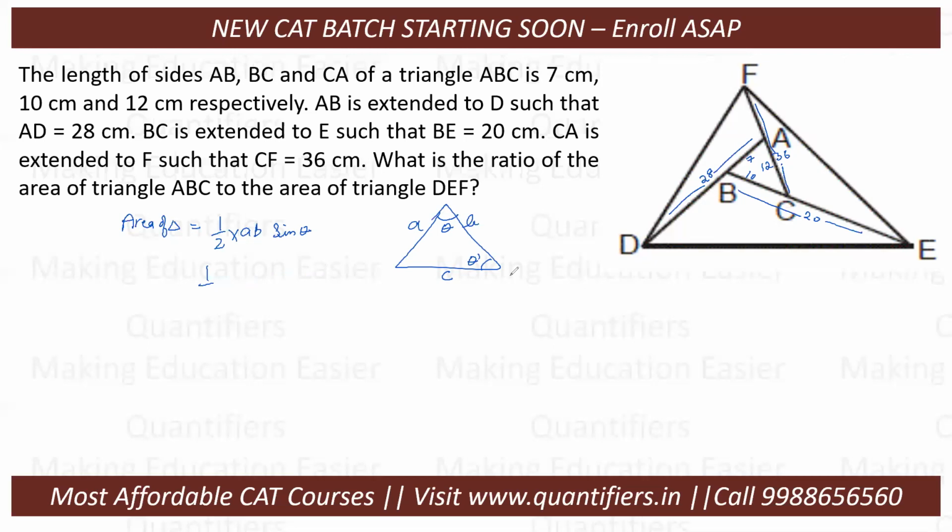Now just think along these lines that I might be able to find these areas, and what else do I know? See, if this complete length is 20 and this BC is 10, which means CE will be 10. This complete is 36. This is 10, 10. So this must be 24. This complete is 28. This is 7. So this must be 21.